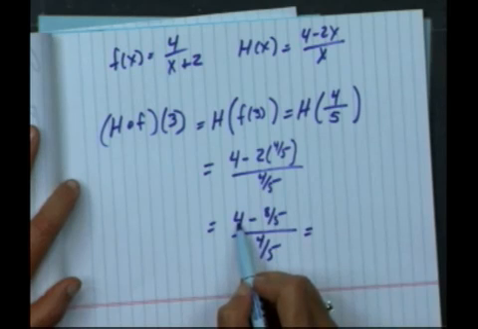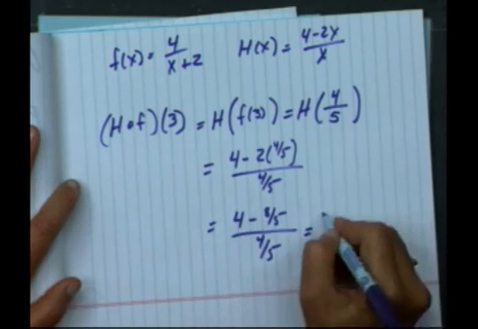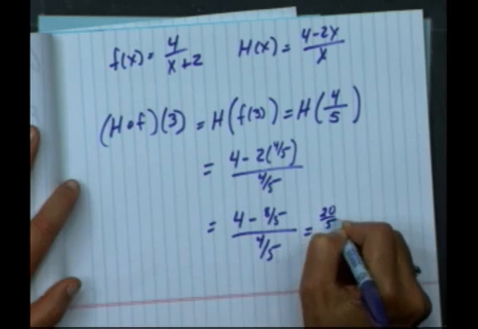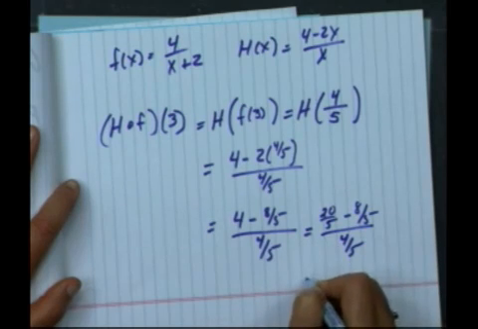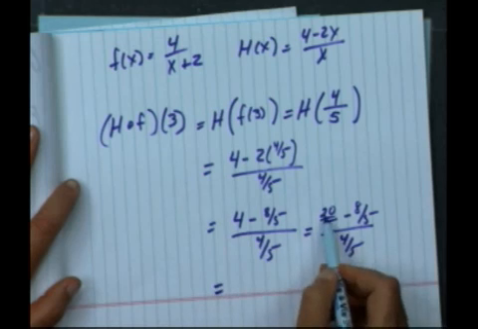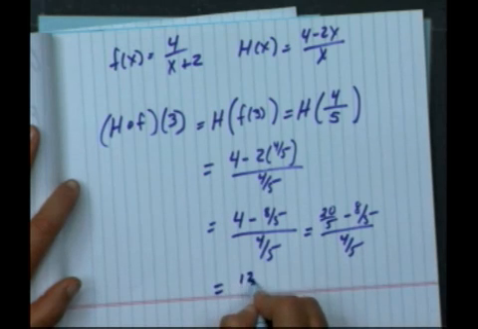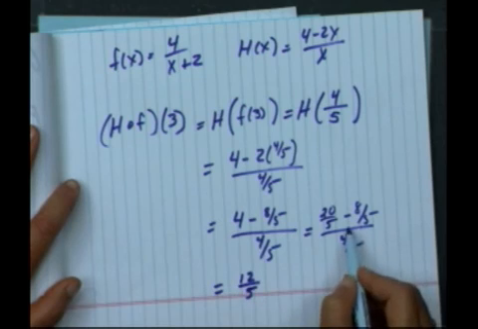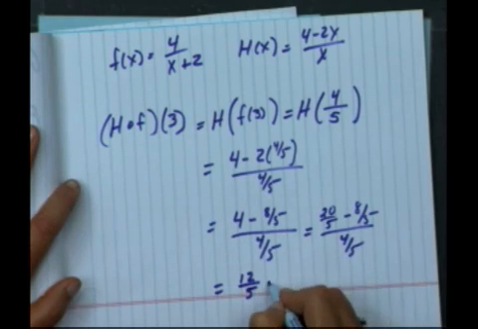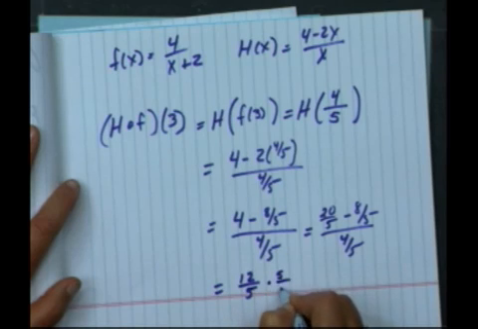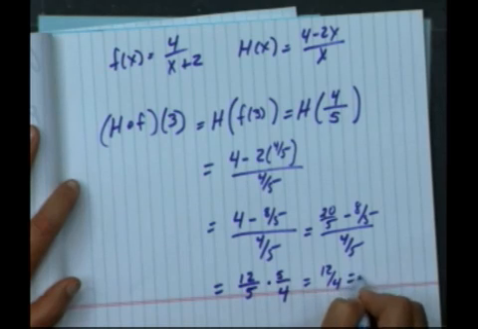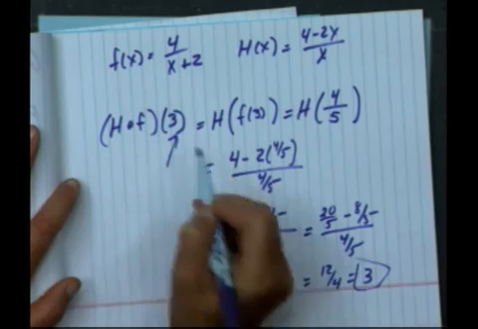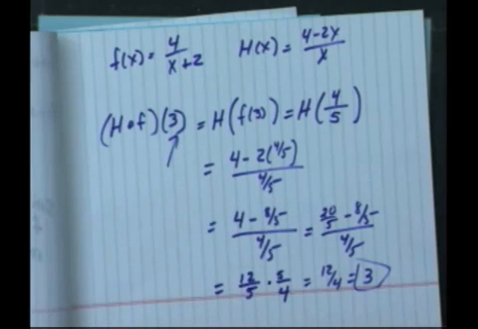Getting a common denominator up in the numerator, 4 is the same thing as 20/5, minus 8/5, divided by 4/5. 20 minus 8 is 12/5, divided by 4/5, so we invert and multiply. The 5's divide out. I have 12 over 4, which is 3. And that's exactly what I expected because they are inverses of each other.